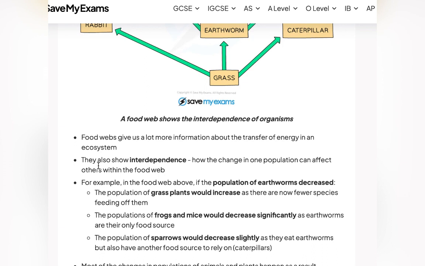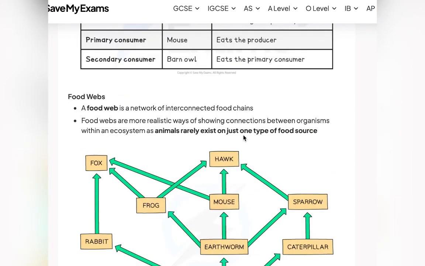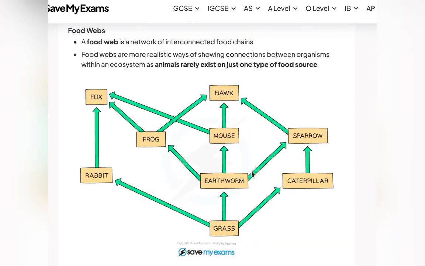Now, a food web also shows the interdependence, how organisms depend on different types of food. You can see that the sparrow depends not only on the caterpillar, it also depends on the earthworm. You can see how the hawk depends on the frog, the mouse, and the sparrow. It's three different organisms. It eats the frog, it eats the mouse, and it eats the sparrow.